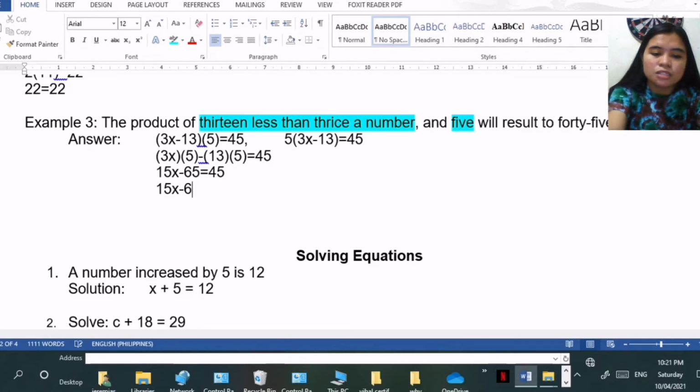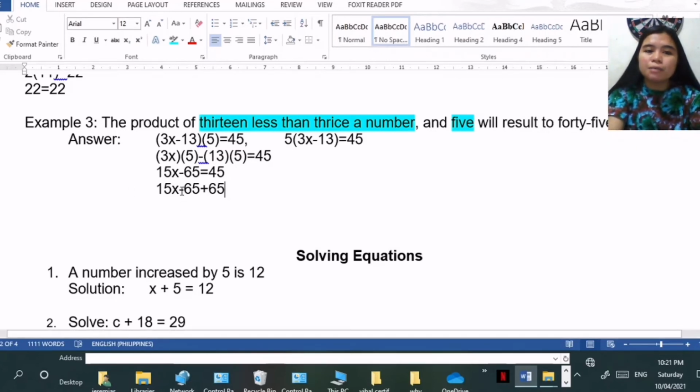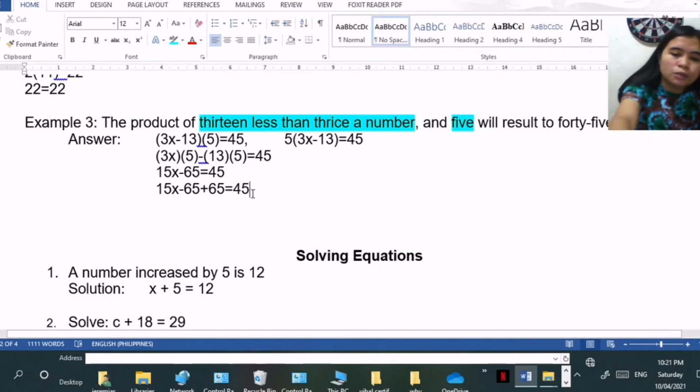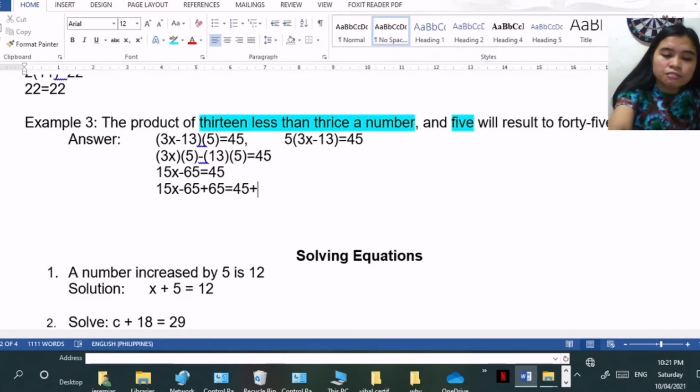15x minus 65. O, paano natin ma-eliminate yung 65 or matanggal? Dahil yan ay negative 65, ang opposite niya is positive 65. Para kapag minus natin or plus natin yung negative 65 plus 65, ang result niya is 0. Okay po. And then, copy 45. And then, kung ano yung ginawa natin sa left side, dapat ganun din sa right side. So, we are going to add 65 here.